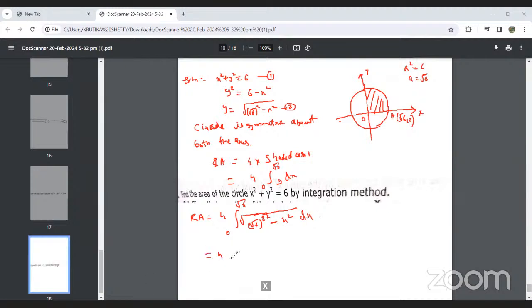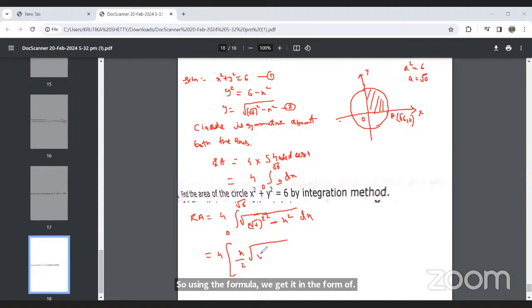So 4 we will keep it as it is. So the same formula we are using, root of a square minus x square dx. Okay, so using the formula we get it in the form of x by 2, integration of x by 2 into root 6 whole square minus x square dx.